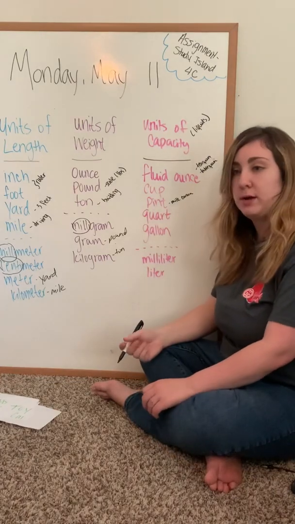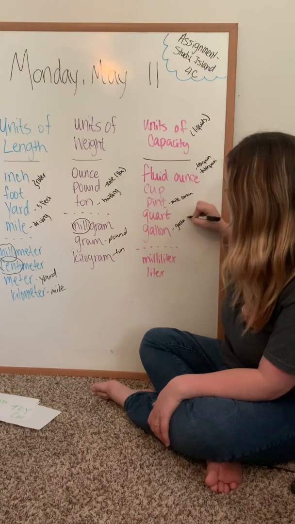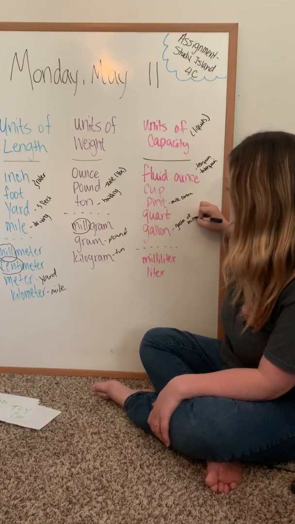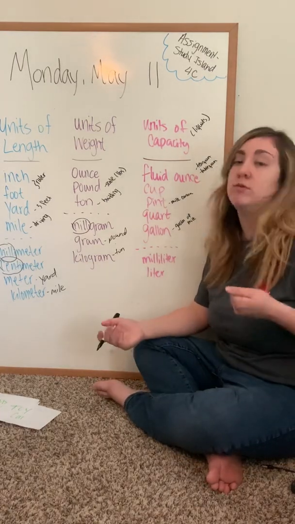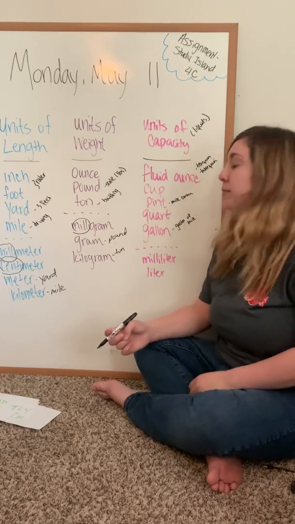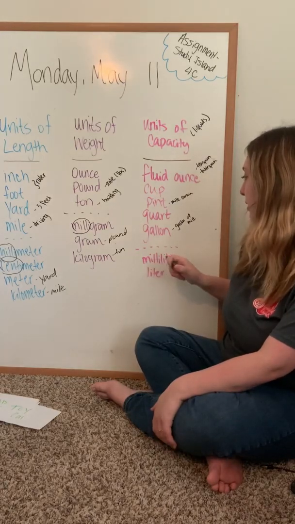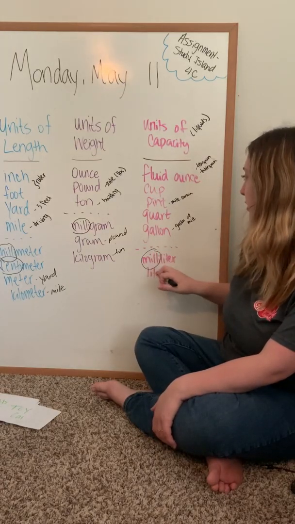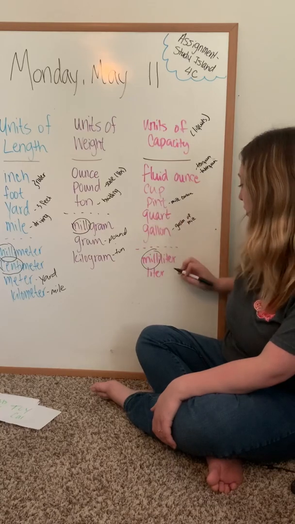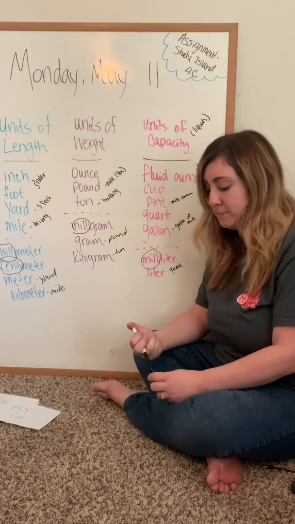Quart is a little bit bigger than that. And then a gallon is like a gallon of milk. And we've all seen a gallon of milk. I was going to get mine out of the fridge, but it still had milk in it, and Dennis told me no. But kind of the same thought process. And then we have milliliter, which milli, once again, really small. And then liter is kind of like a quart. Just a little bit bigger. Okay?